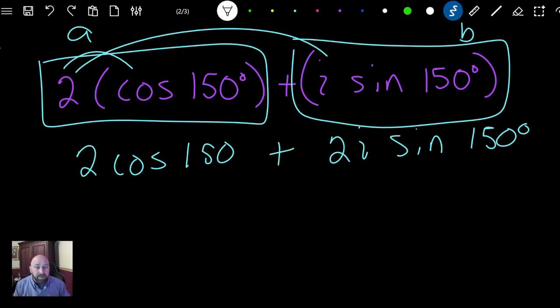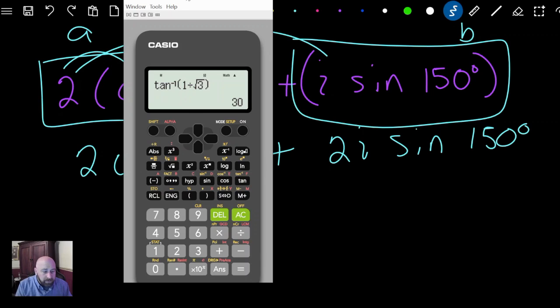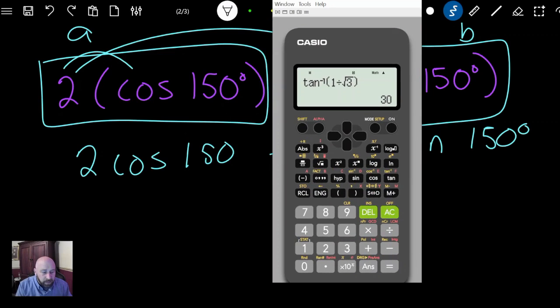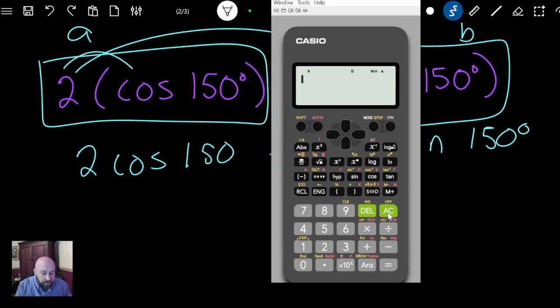You can look in your book. They solve it without a calculator. You can see how to do it right there. Basically, you're just using your trigonometry. You're using your 150 angle. You should know what 150 equals. You plug it in there. I'm just going to be honest, it's going to be a whole lot easier and save you a lot of time if you use a calculator to find this.